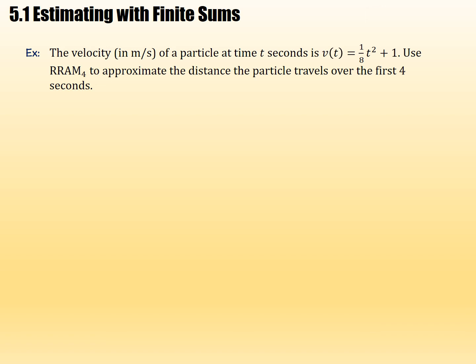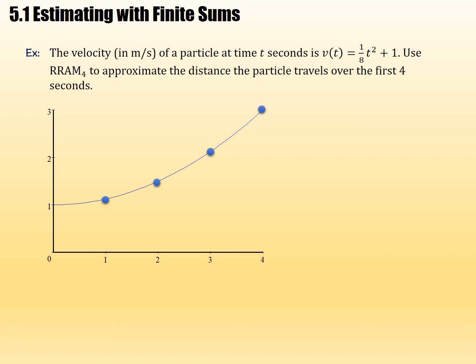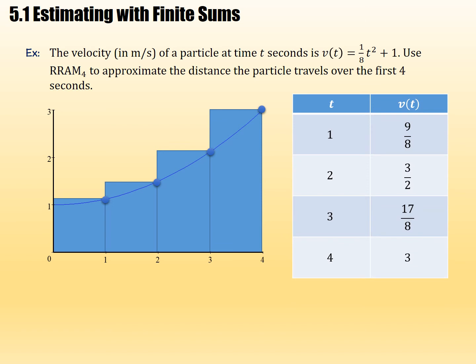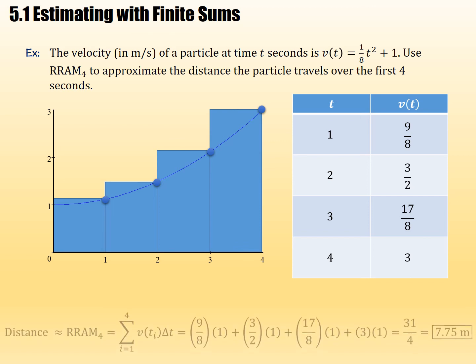So here we're going to actually calculate RRAM 4 for that same function. I'd first draw my heights, starting again at v of 1, sketch in my rectangles, not shocked that they're over the function, and get my function heights at each one, at t1, t2, t3, t4.